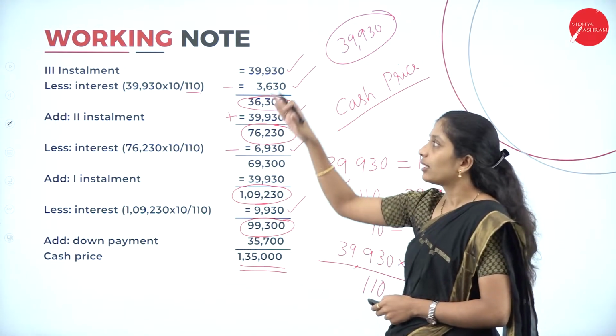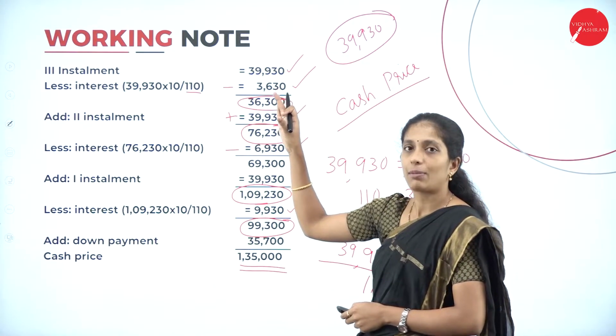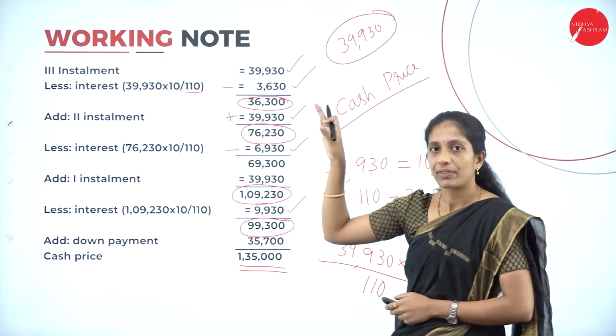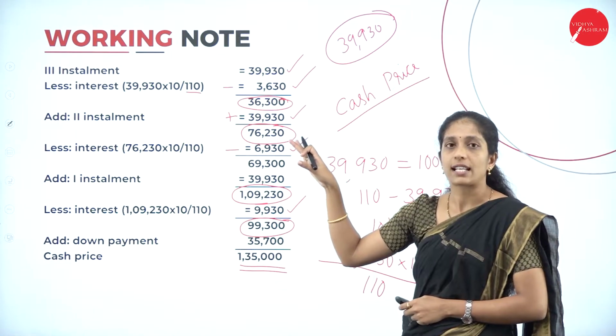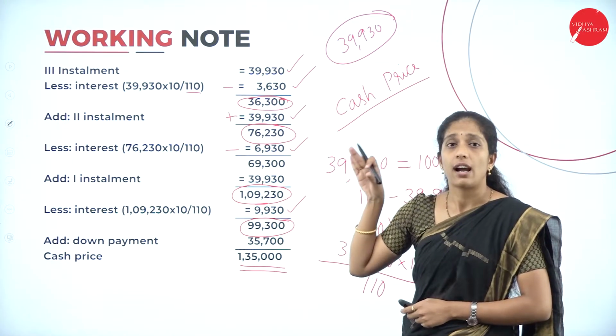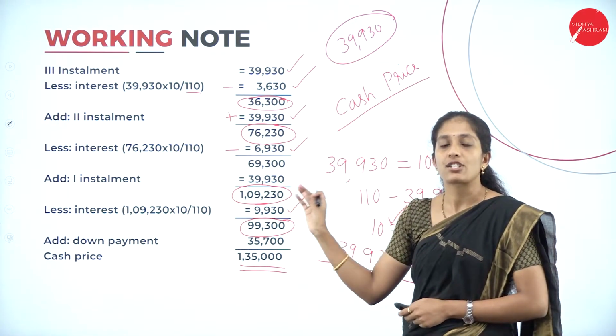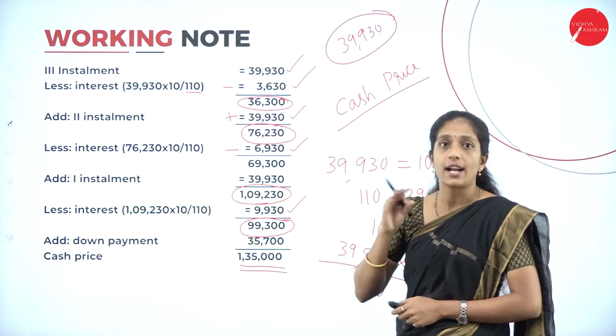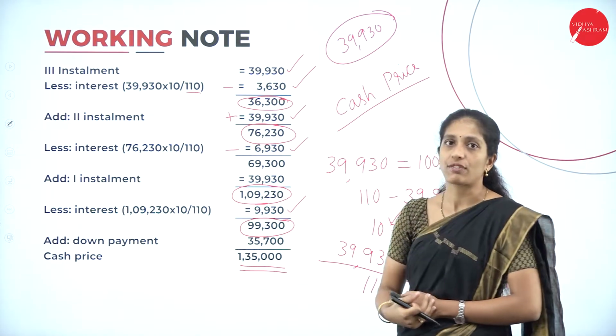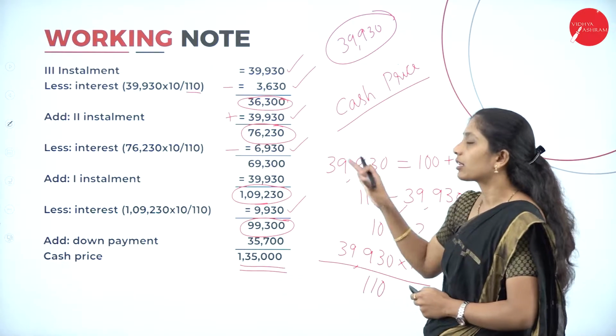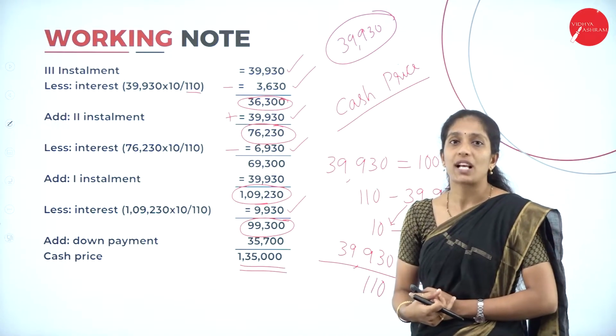Now what you have to do? You have to come with third installment first. So third installment, less interest. Add second installment, less interest. Add first installment, less interest. You will get total amount payable. Add down payment, so you will get cash price of the asset. So this is how you are going to calculate the cash price of the asset.